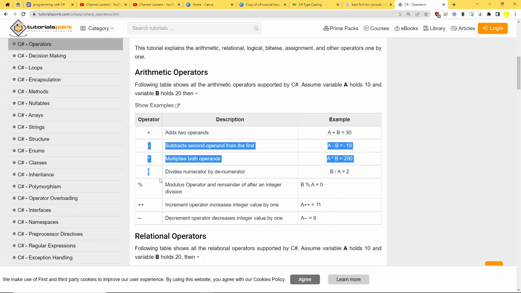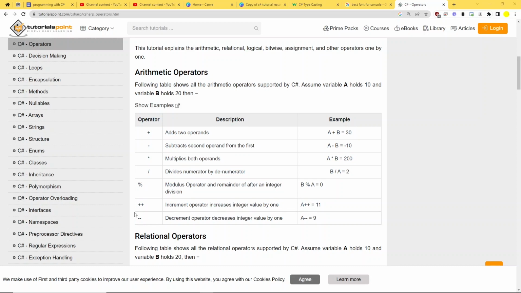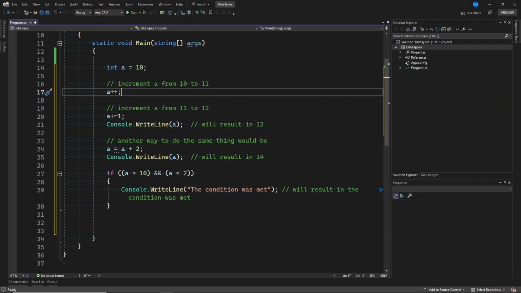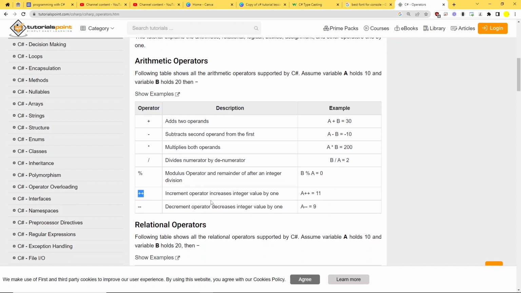These are all fairly straightforward. Modulus can be interesting or useful sometimes. Plus plus is interesting and minus minus is interesting. So I've got an example here. Basically, plus plus increments a number by 1. So if A is equal to 10 and we go A plus plus, then that will result in A equaling 11. So that's a useful one. Minus minus is there as well. That's a very common one.